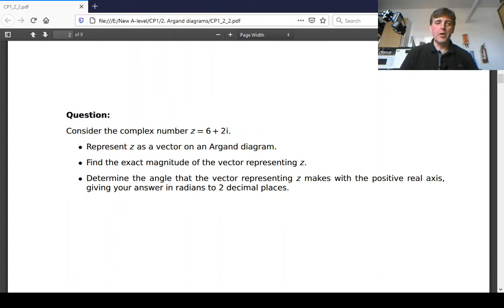So here's where we're going to start. I'm going to ask you to do something. Can you please consider the complex number z, which is 6 plus 2i. I want you to put that as a vector on an Argand diagram and then work out the magnitude of that vector and the angle that vector makes with the positive real axis. Pause the video, do that and restart when you're done.